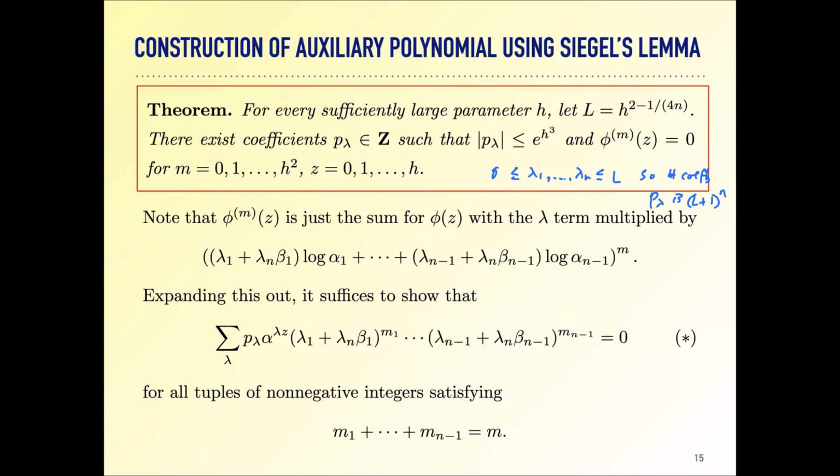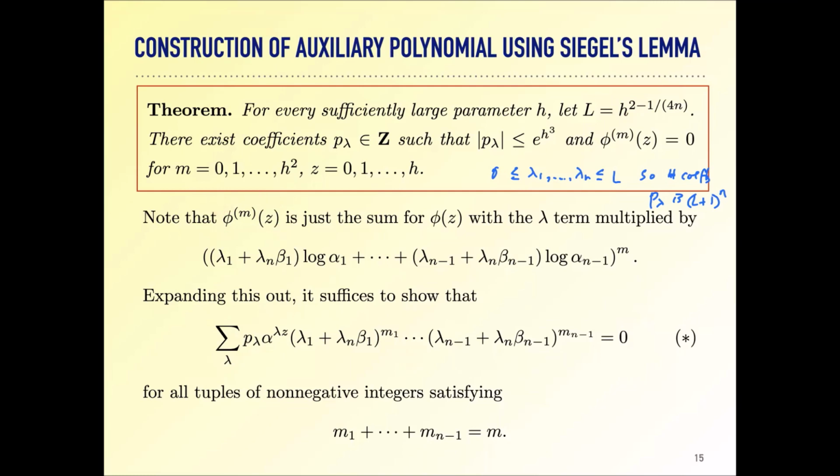So in order to get vanishing of the sum, it suffices to get the vanishing of each term in the sum. That is, for each tuple m1 through mn minus 1 that add to m, we're going to get the vanishing of this value for all these z's. And that's going to imply that if you multiply these by the associated product of log alpha i, so log alpha 1 to the m1 up to log alpha n to the mn minus 1, and then add those up over all the tuples, that's what gives you phi m of z.